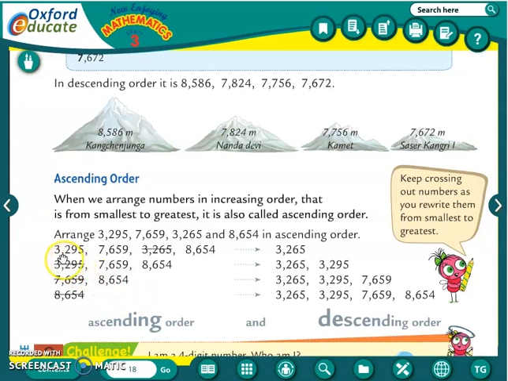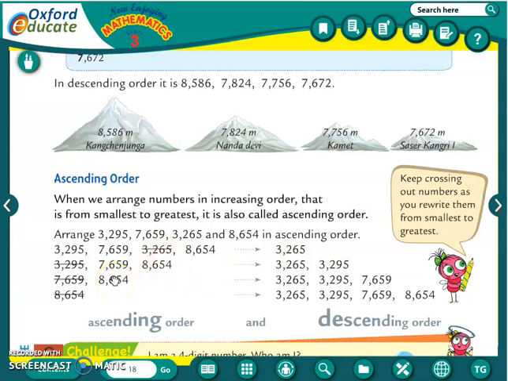So firstly, what will we see? At the thousands place, 3, 7, 3 and 8. So two 3s are there. So in that we have to see the smallest number. So 3295 and here 3265. So 3265, that is the smallest number that we will write first, and from the list we will strike it out.